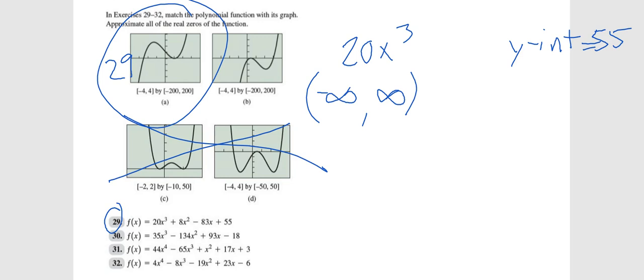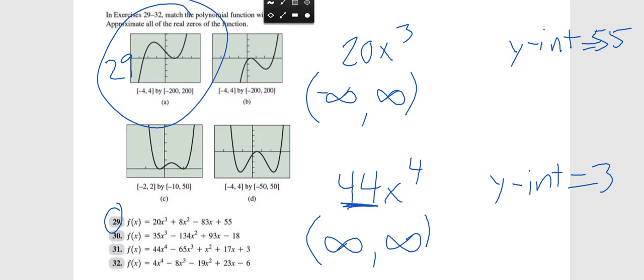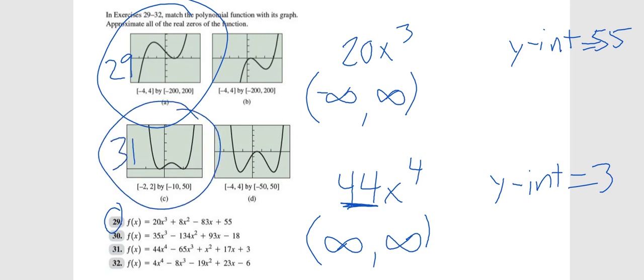For 31, we've got 44x to the fourth and a y-intercept of 3. Now, what's the right end behavior if the leading coefficient is positive 44? It's going up. The even degree tells me the left is the same as the right. So now we definitely know that one of these two down here, C or D, is the answer. Which one has a y-intercept of 3? It has to be C. So 31 goes with that one right there.